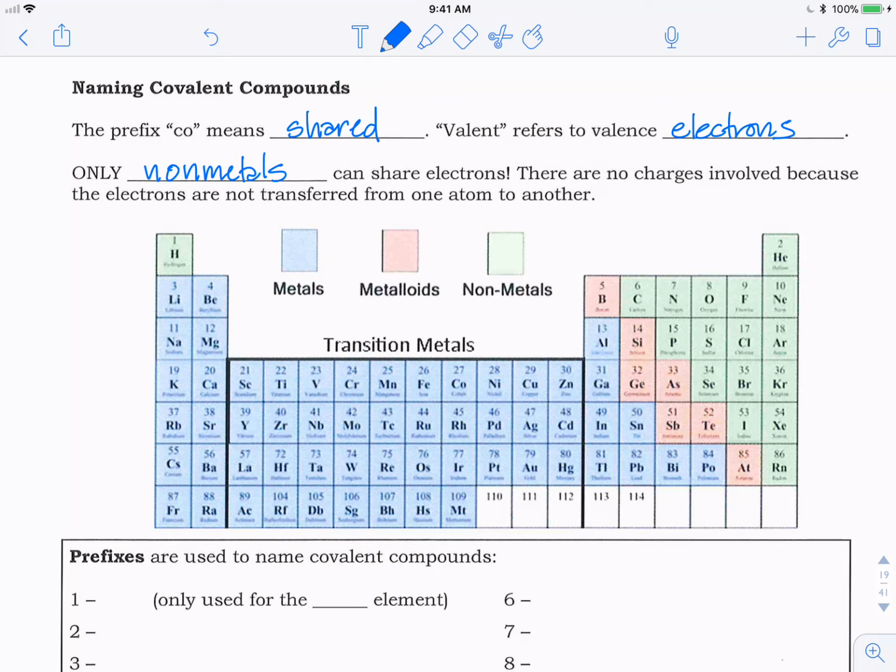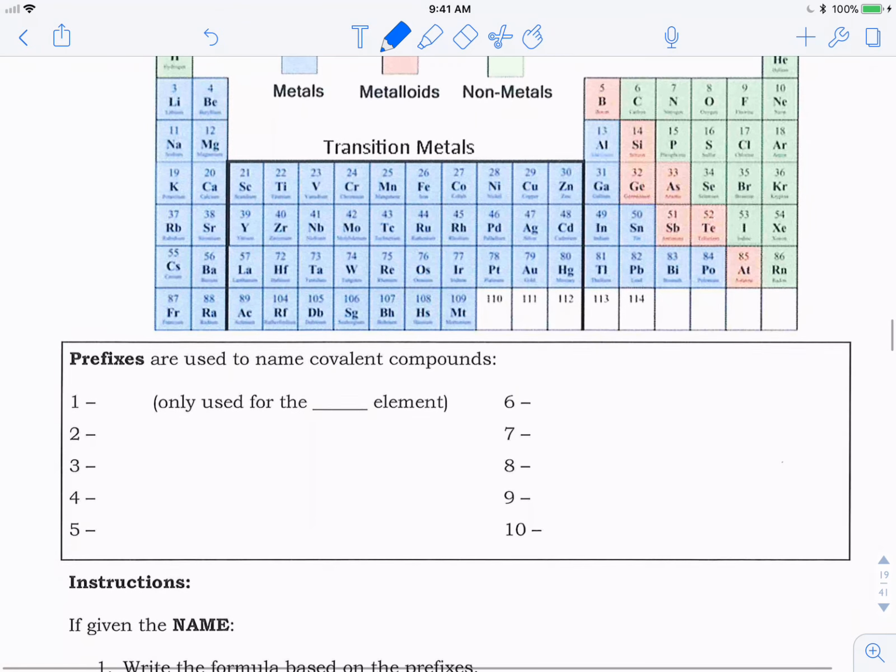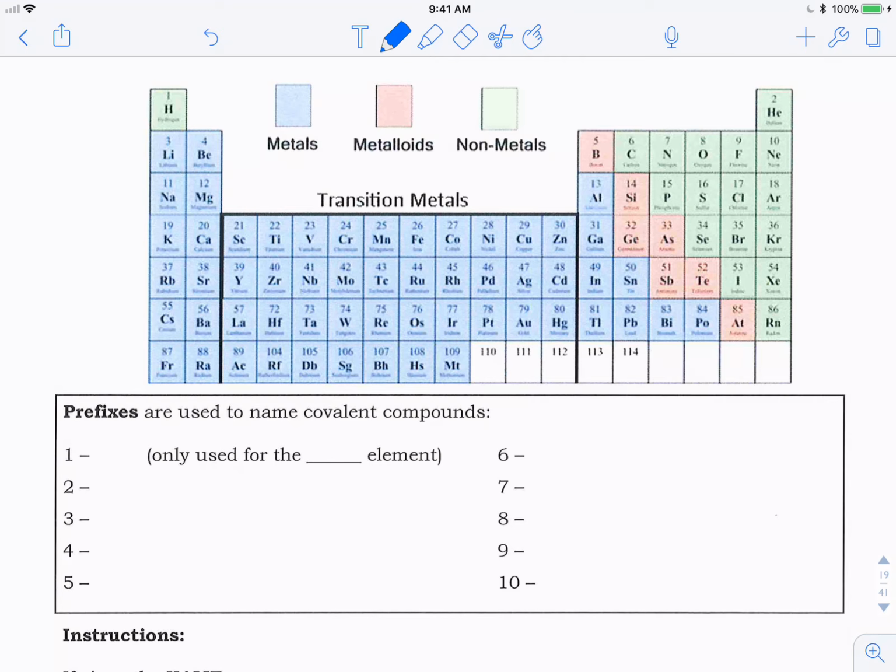They are shared. So we are dealing with the nonmetals portion of the periodic table, and that's the portion in green on your notes page. So everything over here plus hydrogen. The other parts of the periodic table are not involved.